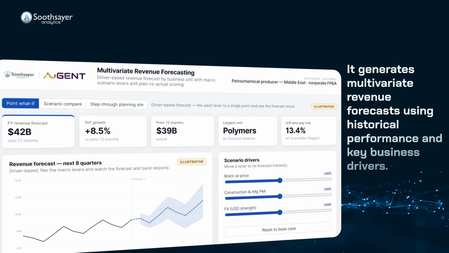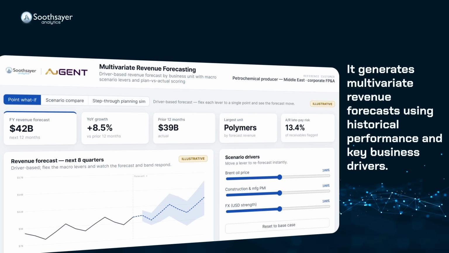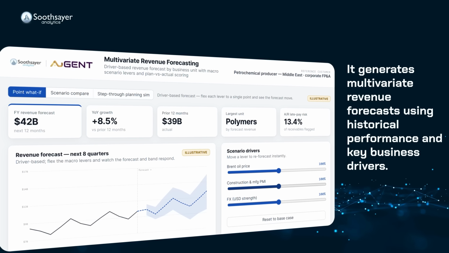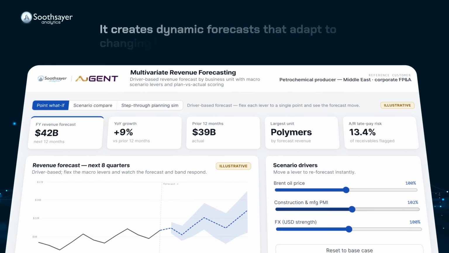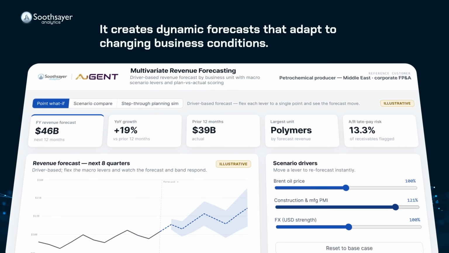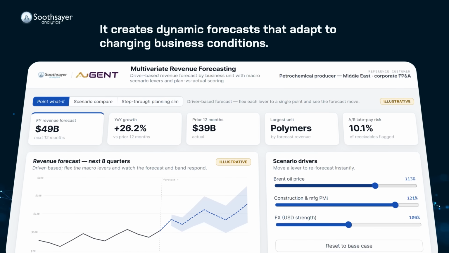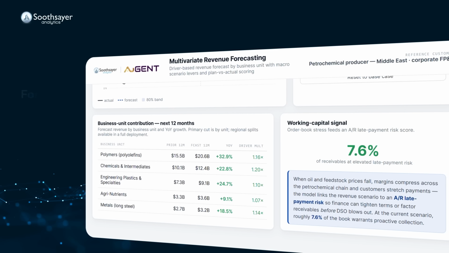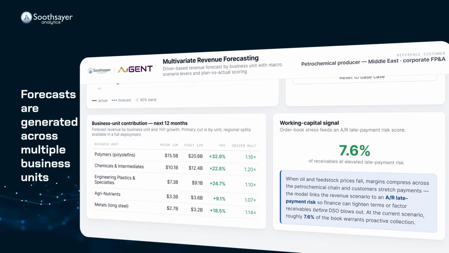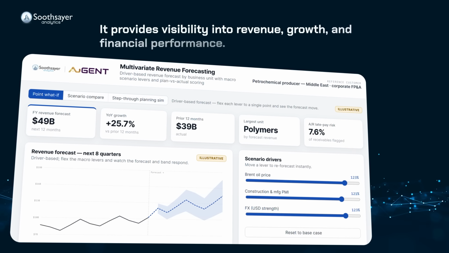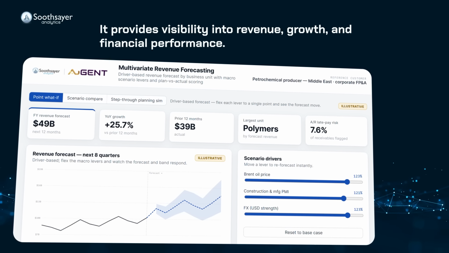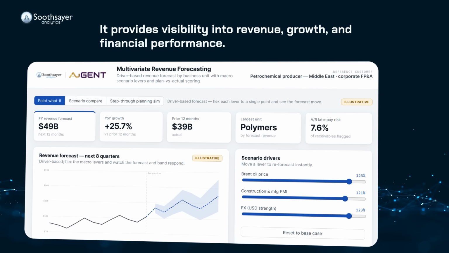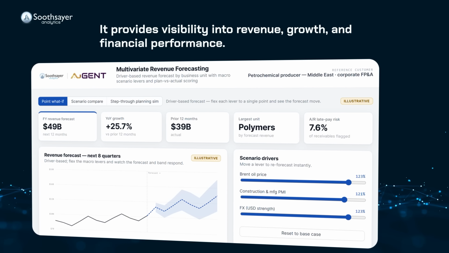The platform generates multivariate revenue forecasts by combining historical business performance with key operational and external market drivers. Rather than relying on static annual forecasts, users can create dynamic projections that update as business conditions evolve. Forecasts are generated across multiple business units, providing visibility into expected revenue, growth trends, and financial performance over different planning horizons. But forecasting revenue is only one part of the planning process.